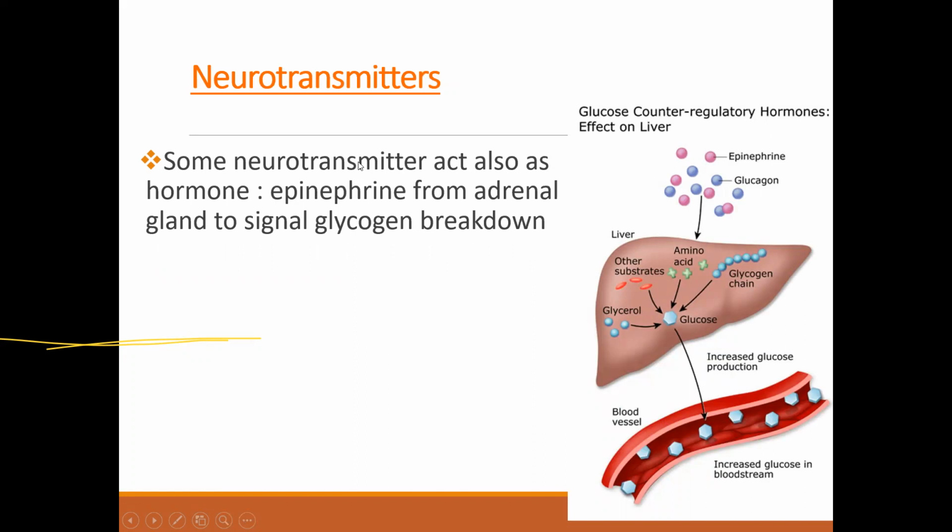Some neurotransmitters can act as hormones, for example, epinephrine. As you know, epinephrine has two functions. The first is as a neurotransmitter in the sympathetic nervous system, and the second is as a hormone, synthesized from the medulla of the adrenal gland. Epinephrine is also a member of the group of hormones called catecholamines.